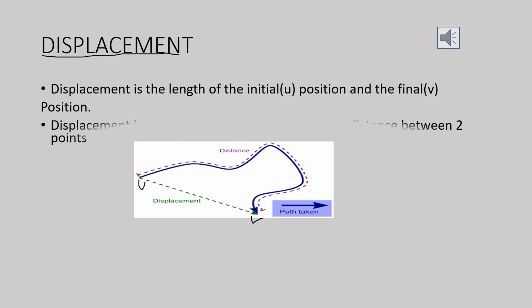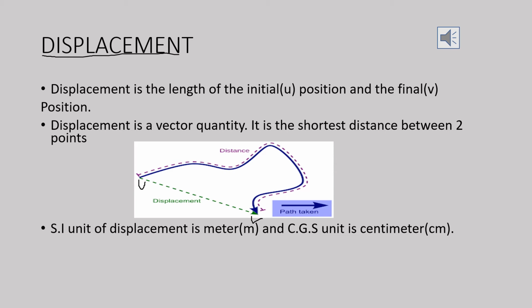Displacement is a vector quantity as it can be expressed in both magnitude and direction. It is the shortest distance between any two points, and the displacement is also the net distance in any journey. The SI unit of displacement is meter and CGS unit is centimeter.